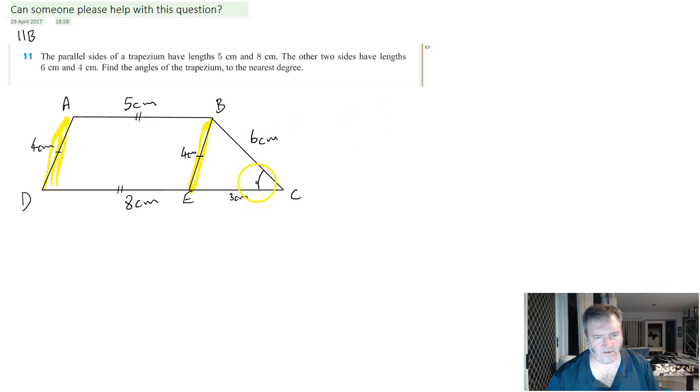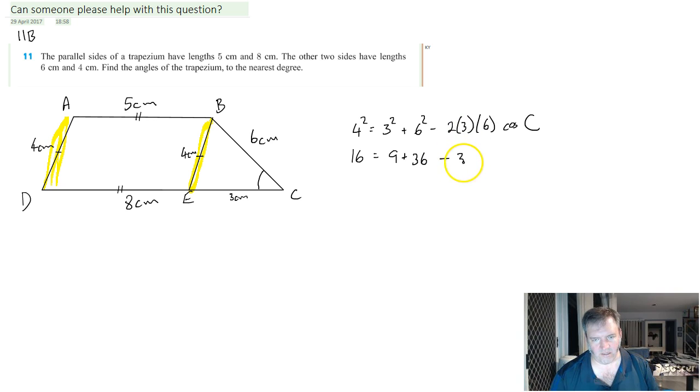So my cosine rule, when I've got 3 sides and I'm trying to find the angle, is you take the one that's opposite the angle you're trying to find. So 4 squared is going to equal 3 squared plus 6 squared minus 2 by 3 by 6 cosine angle C. And we can go ahead and simplify this and then rearrange it. So 4 squared is 16. It's going to be 9 plus 36 minus 36 cosine C.